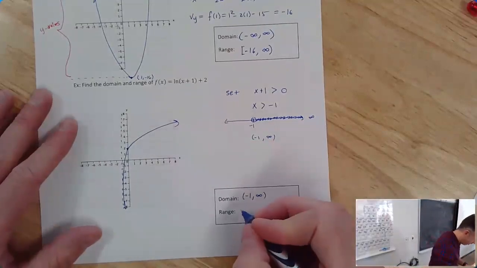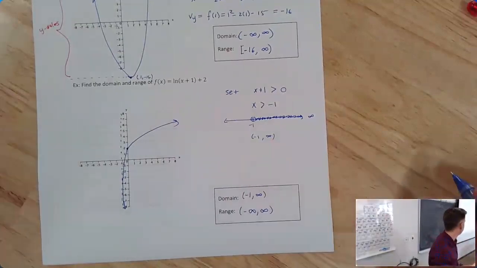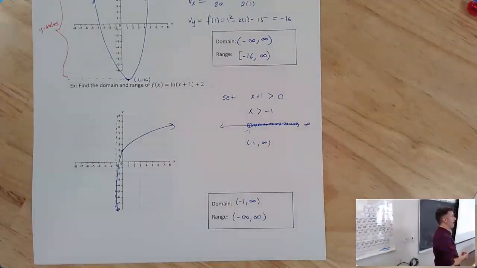So the range for a logarithm is always going to be everything. Unless you've cut it off in some way, like with a piecewise function. But if you just have a regular logarithm, shifted up, down, left, right, reflected, whatever, it's always going to have everything in the range.